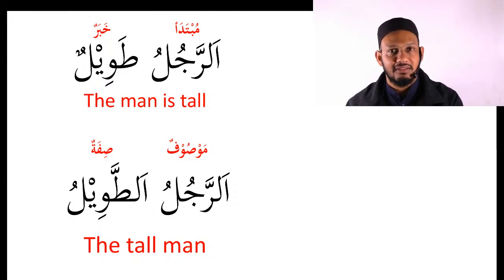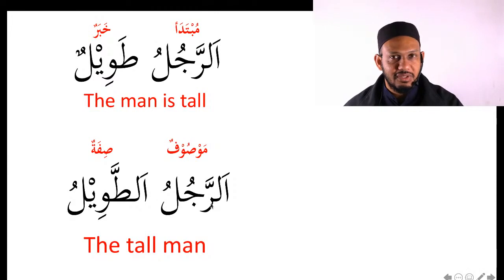Second difference in the way it looks is that in the first one, the first word has an al, it is definite, and the second word doesn't have an al, it's indefinite. So it doesn't match in terms of definiteness. Whereas the second one, it's going to always match in terms of definiteness. If it's al here, it must be al there. If there's no al here, it must be no al there. Okay, so those are the basic differences in the way it looks. Then in terms of meaning, the first one is a mubtada khabar construction, so it's a sentence, and the second one is a mawsuf sifa construction, so it's not a sentence.